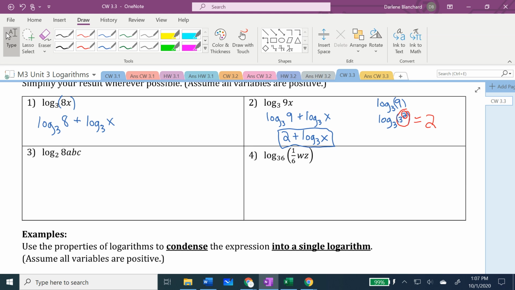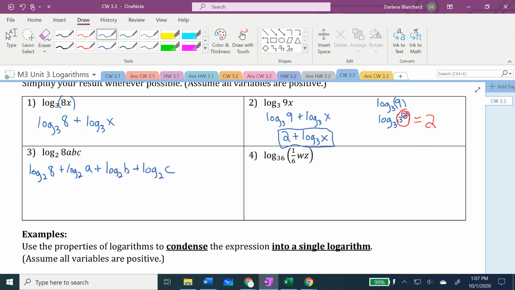Anyway, number 3. With number 3, there are 4 things multiplying there. And if you want, you can just expand this in one swoop. So I can make this log base 2 of 8 plus log base 2 of A plus log base 2 of B plus log base 2 of C. So I can just expand that quickly.